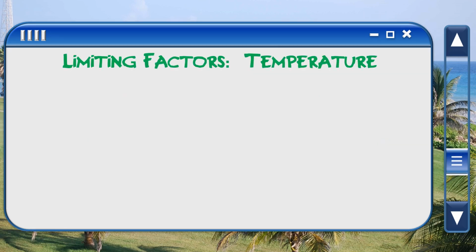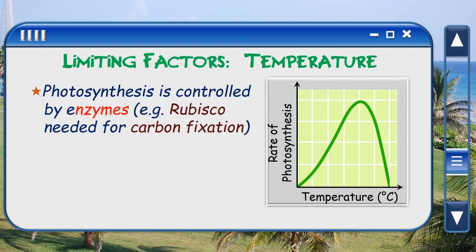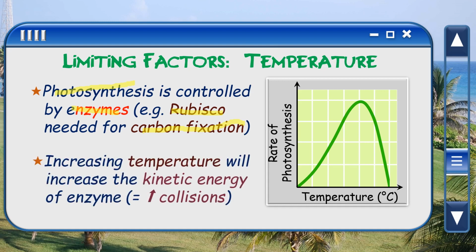So let us look at the limiting factor of temperature. How does temperature affect the rate of reaction? Photosynthesis is controlled by enzymes, and that enzyme is rubisco, which is needed in carbon fixation. So we are seeing that increased temperature will increase the kinetic energy of the enzyme, and this increases the collisions. And of course, when you increase the collisions, the rate of reaction is going to increase. So we can see that as the temperature increases, so does the rate of photosynthesis.